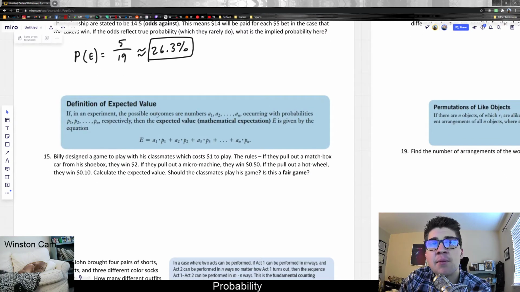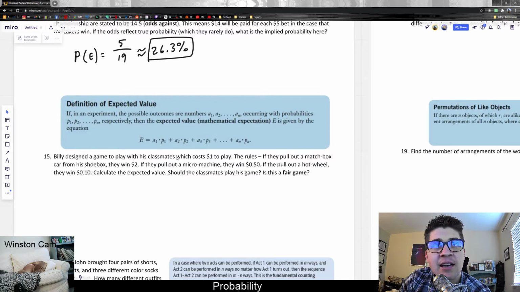Let's go ahead and look at an example of how we could calculate expected value and what that means. Let's return to the problem from class where Billy pulls his toy cars from his shoebox. In his shoebox, he had 5 Hot Wheels, 2 Micro Machines, and 3 Matchbox cars, if I recall correctly. Let's say Billy designed a betting game where, and this is probably not an example you want to use with children because it might encourage them to gamble, he's going to charge his friends $1 to play this game.